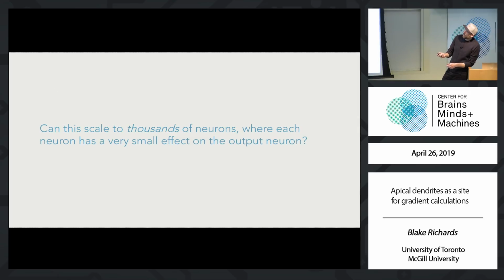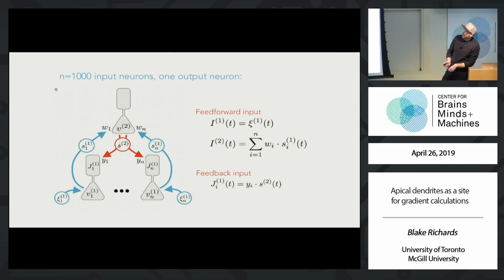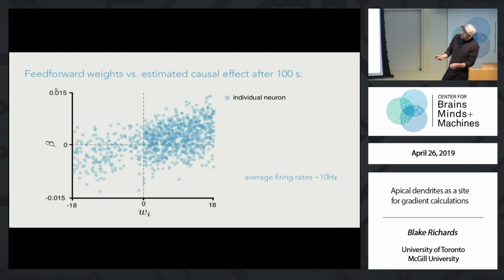Now, the other question we had is, can this scale to thousands of neurons? And the answer is, so here we run a simulation where we've got 1,000 input neurons and then 1 output neuron, and we're looking at learning these feedback synapses that way. And it doesn't do as well, but it still manages to kind of capture it. This is with average firing rates of around 10 hertz. And that's part of the reason probably is, we're running it for 100 seconds, so it's getting some data points, but not a huge amount.